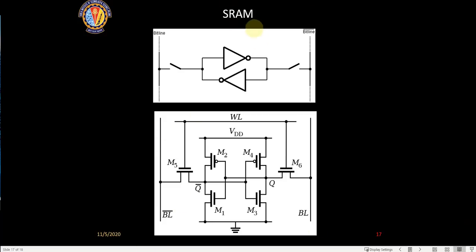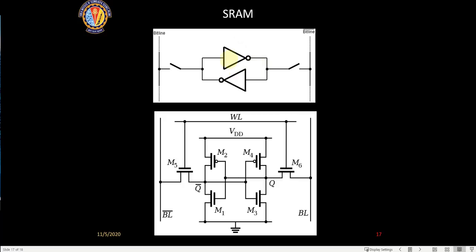So how is an SRAM implemented? If you have two inverters connected back to back like this, it will store that information as long as the power supply is there, because this inverter is going to drive this one. Suppose it is a 1 here, it is 0 here, and that 0 will be 1 here. So they form a loop, and that data will continuously be available here.